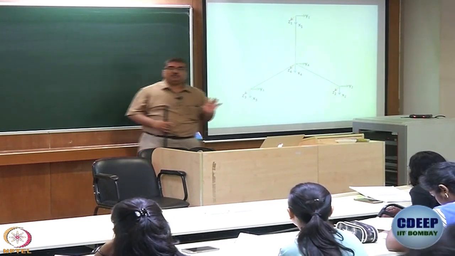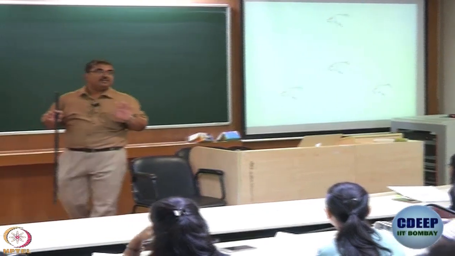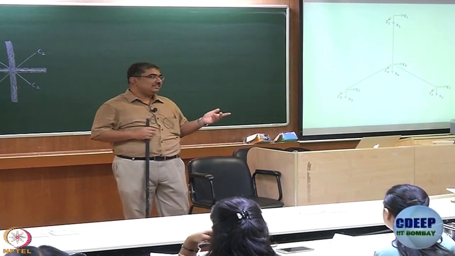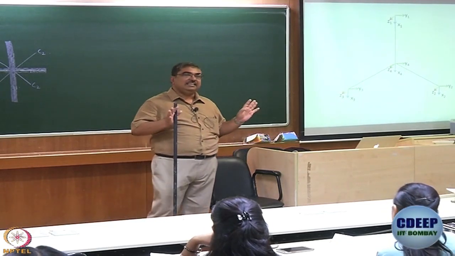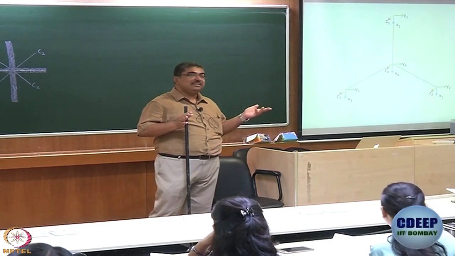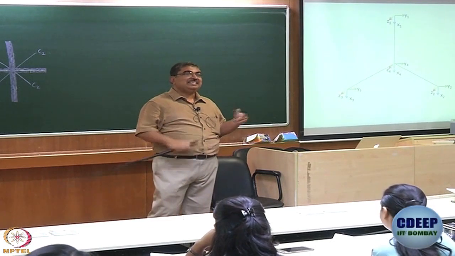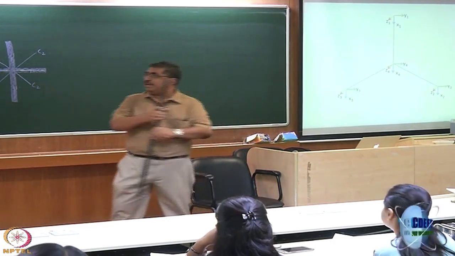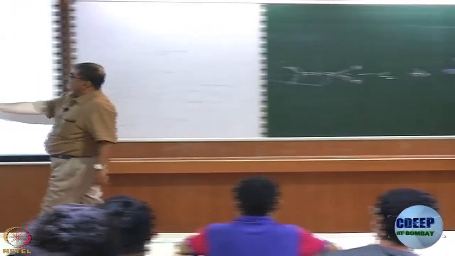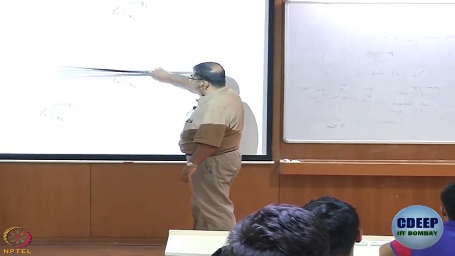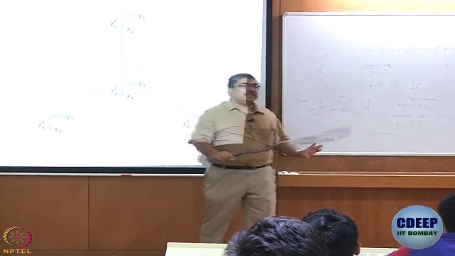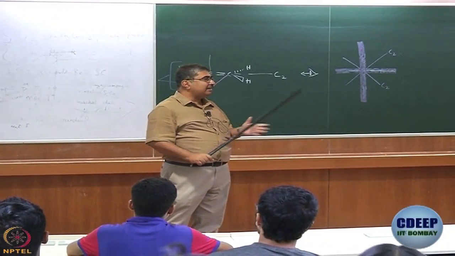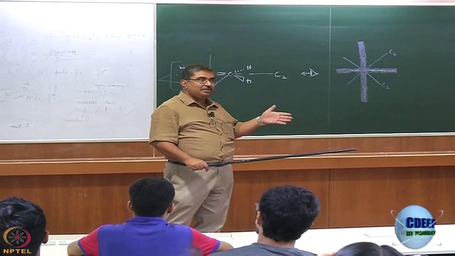So, to start with, what is the symmetry point group? What is the point group of this molecule? D3h, very good. What are the symmetry operations? First one I can say easily, E. Next, C3. Then, 3 C2s. Where are the C2s? Along the bonds, isn't it? This is a C2. This is a C2. This is a C2. What else? Sigma h. What is sigma h? Molecular plane. Very good.